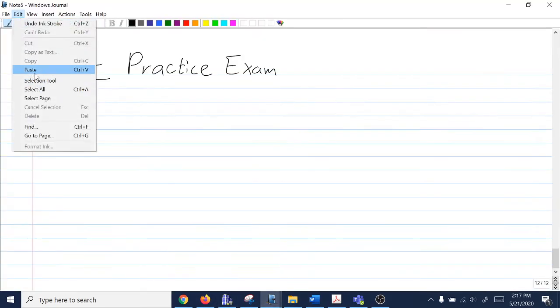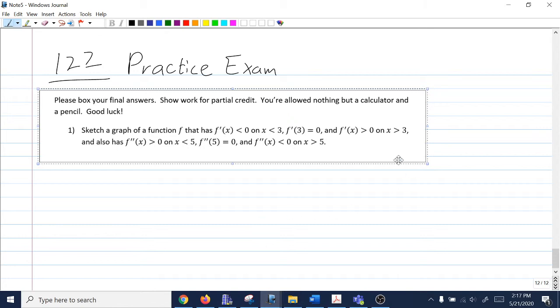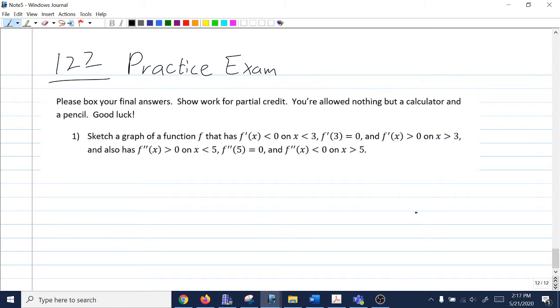Here's the first problem. The practice exam says makeup exam, because it's an old makeup exam I gave. Sketch a function that has all these properties. I like converting all this into a chart. I read this better if it's pluses and minuses on bars. What does f prime look like? What does f double prime look like? F prime switches at 3. F double prime switches at 5.